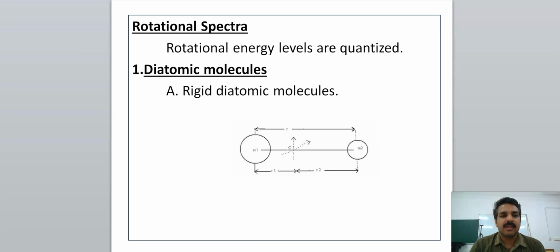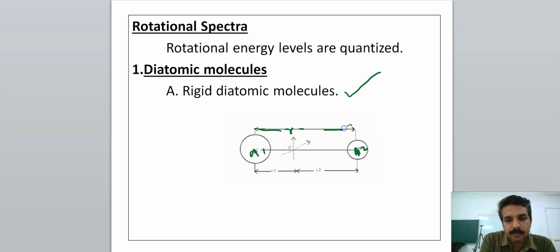But the concept, or the spectra discussion, is different for different types of molecules. First, we are discussing a diatomic molecule, a rigid diatomic molecule, that is, during rotation the bond length is fixed, with no change in bond length. Consider two hard spheres of mass m1 and m2 fixed by a string, or we can consider as a bond having a length equal to r.